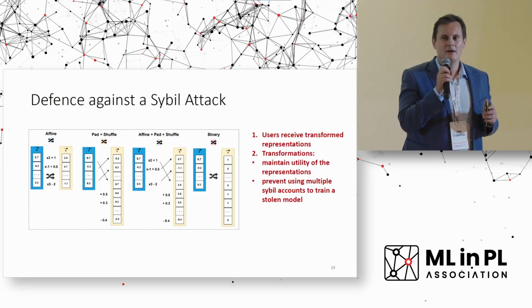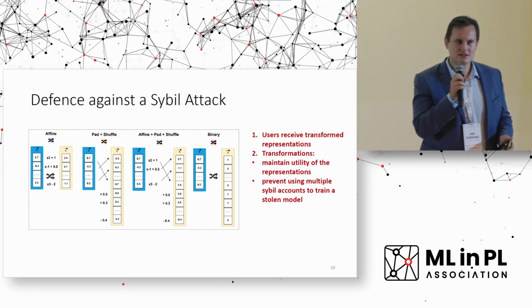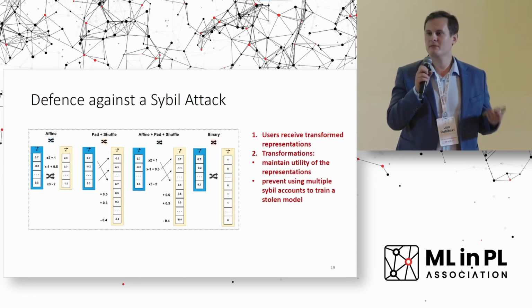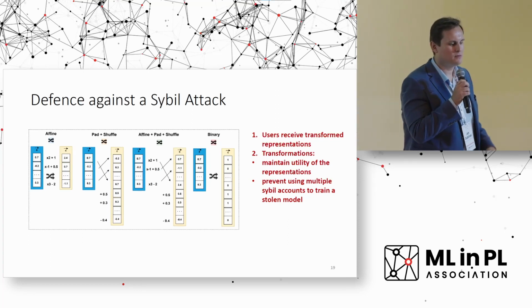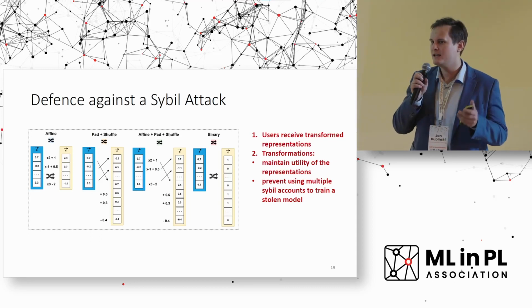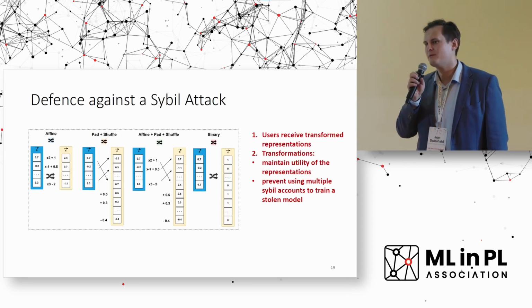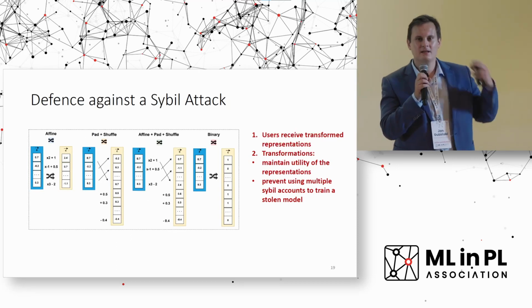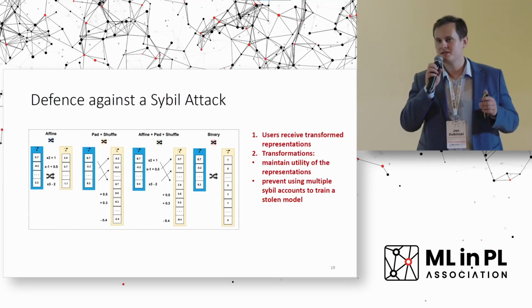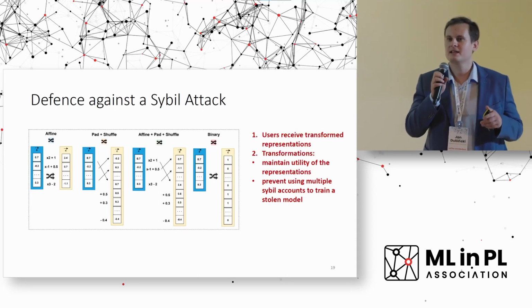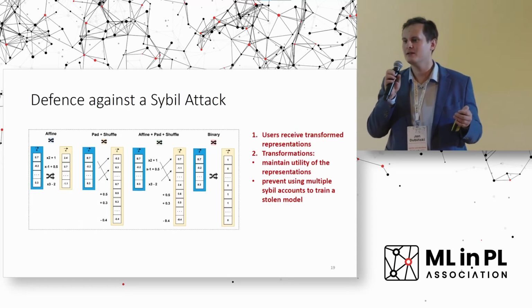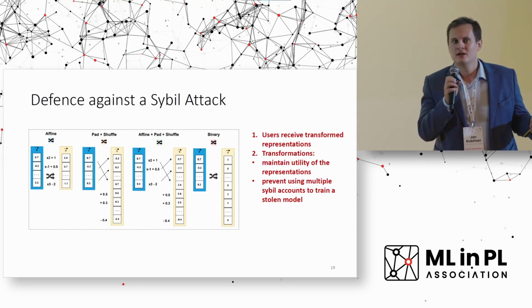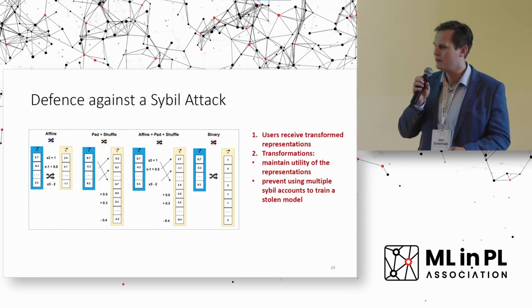So before returning the representations, for each user, we apply a unique transformation, which has two properties. First, it does not lower the utility of the representations for the legitimate user. And secondly, applying it prevents the attacker from directly using representations from different accounts to train their stolen copy of the model.